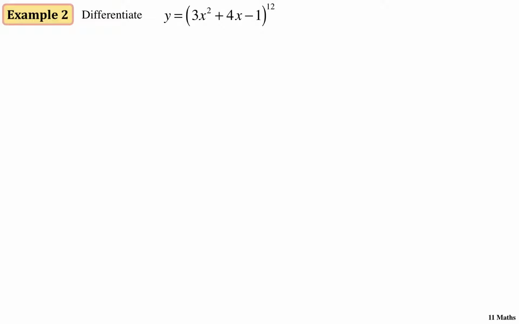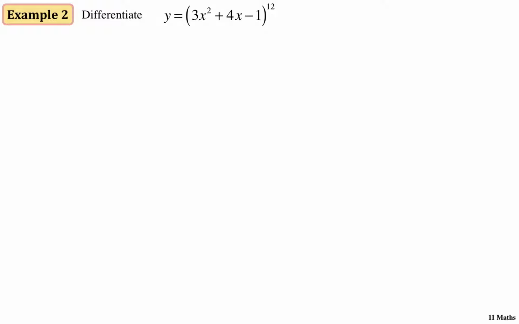Let's try it again. Here's a second example. We've got a bracket to the power of 12. Inside the bracket's quite messy. If you had to expand that bracket and write it out 12 times and expand it out, that would become a very difficult and messy question. Let's try using our chain rule, or composite function rule.